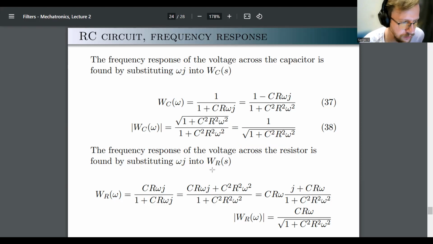Now the frequency response for a resistor, the voltage across a resistor, is quite similar. I will just sketch how it's done. Here is the original one, when we replace C with omega J. Then we multiply it as before by the conjugate of this thing in the denominator. We get this. Why? Because we have I here. So when we multiply, the stuff will change.